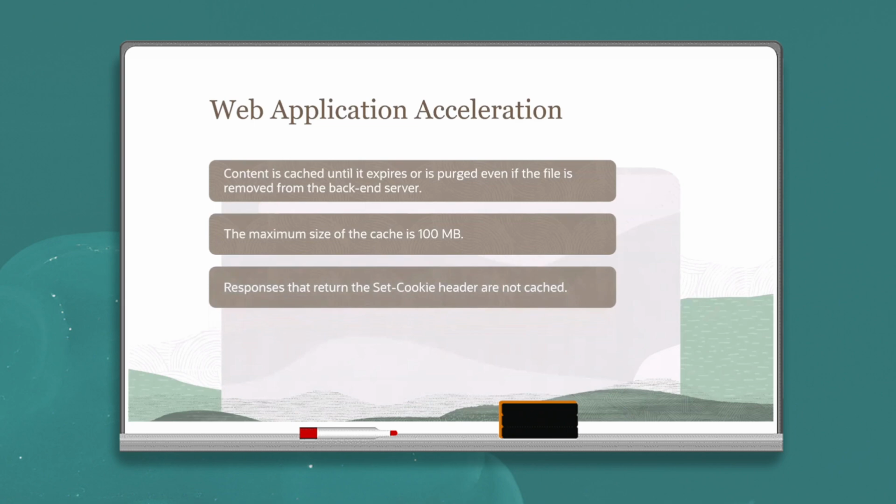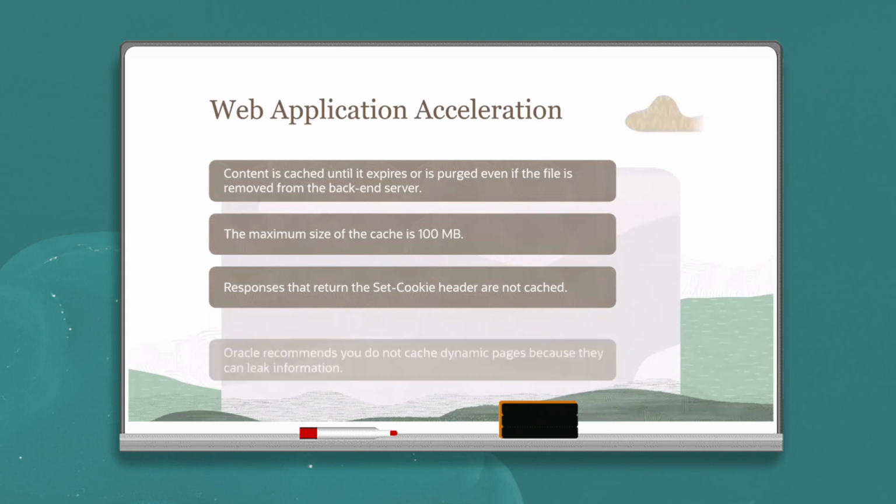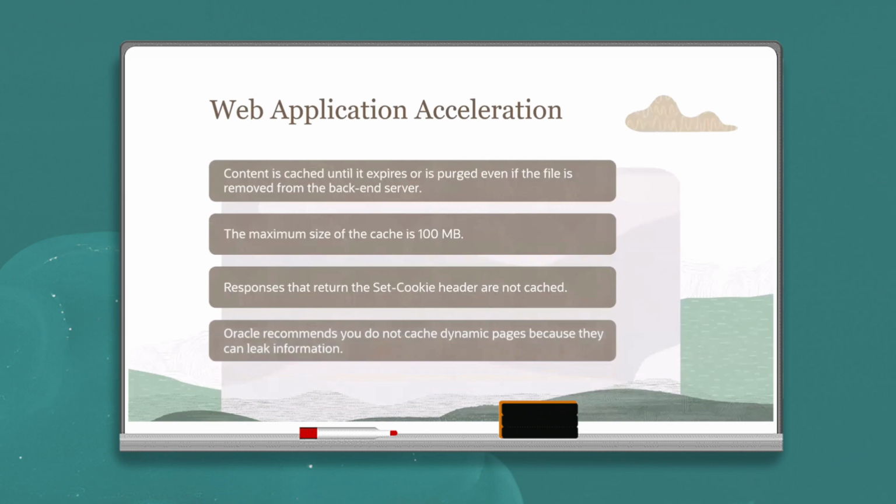And if the backend server responses return the Set-Cookie header, then they are not going to be cached. Oracle also recommends that you do not cache dynamic pages, because even if they are publicly accessible or protected behind authentication, they might include secrets like OAuth state parameters, and that might have dire consequences if they are stolen. So basically it can leak information.